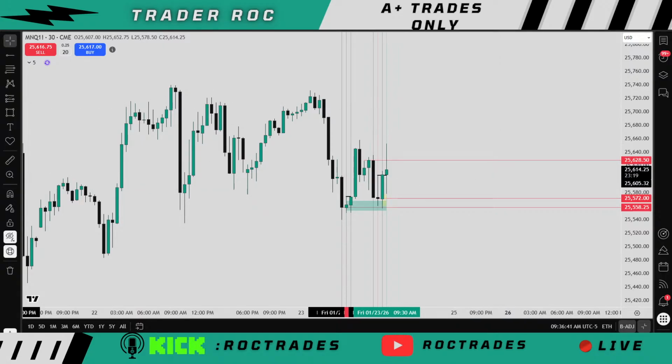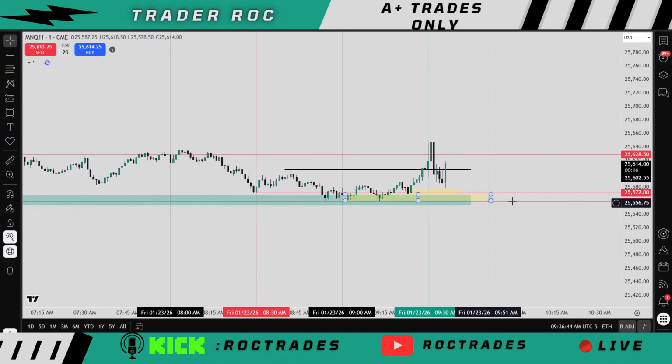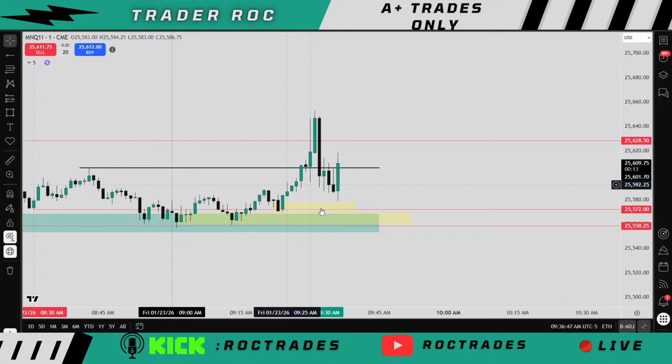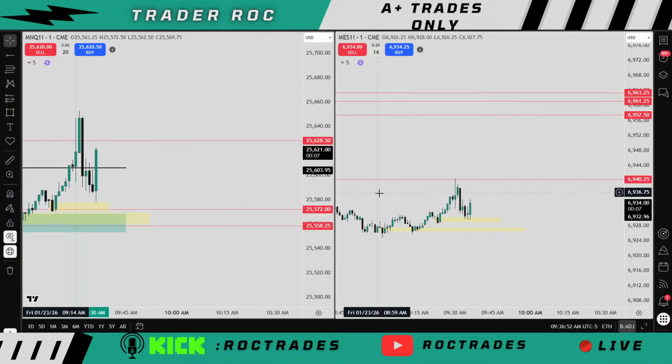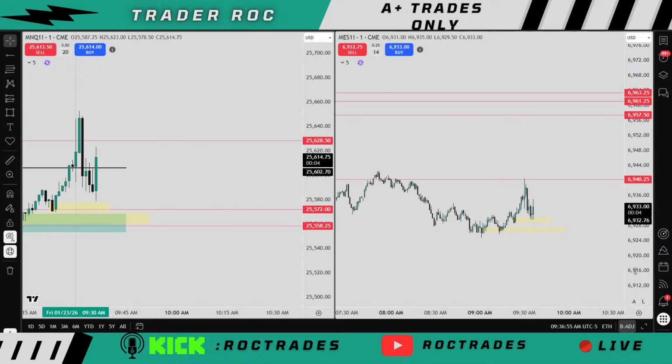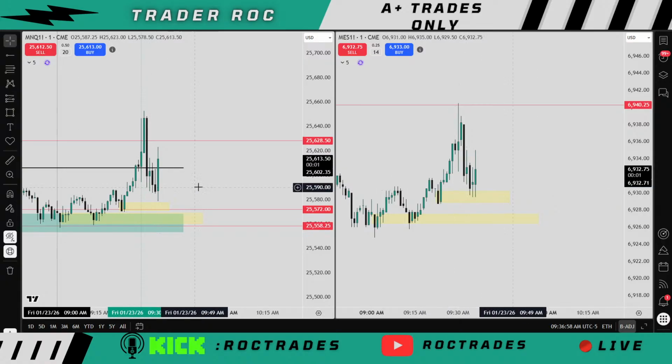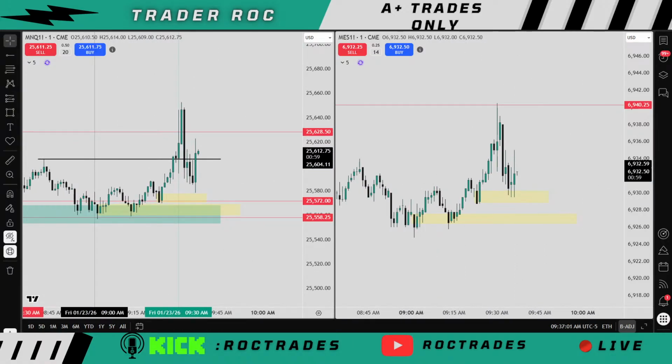All right, so I'm gonna start looking for longs here. What I'm looking for is just for price to, hmm, how do I want to play this? I like the longs down here. I already have these areas highlighted. Let's see. How do I want to play this? There we go. All right, cool.